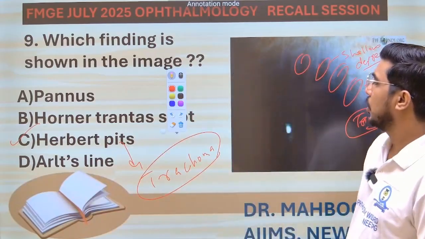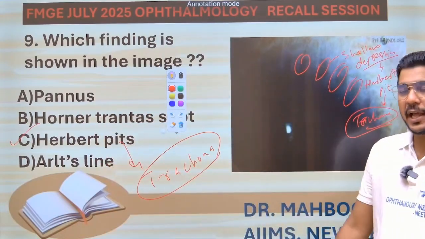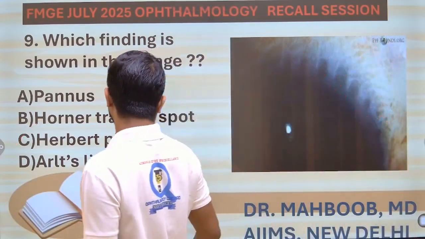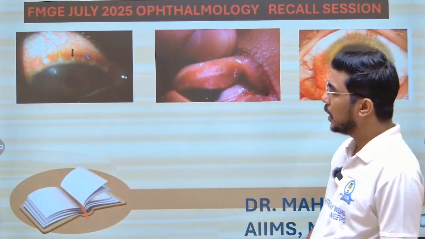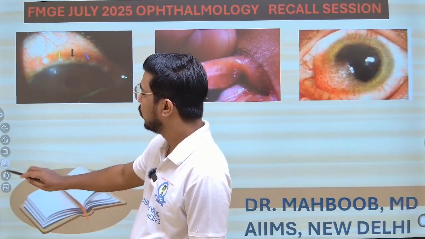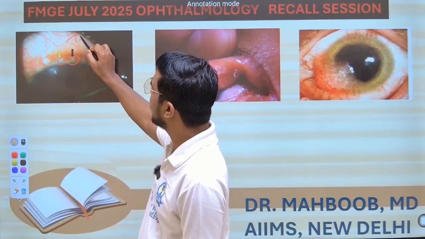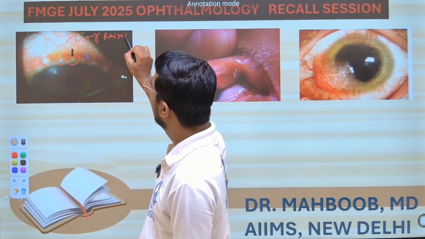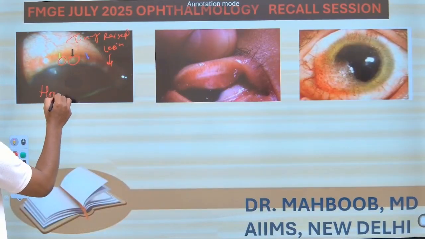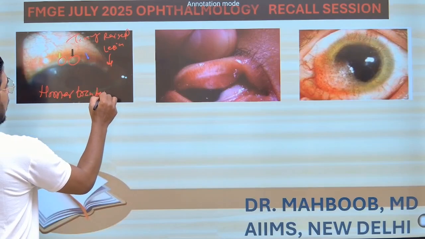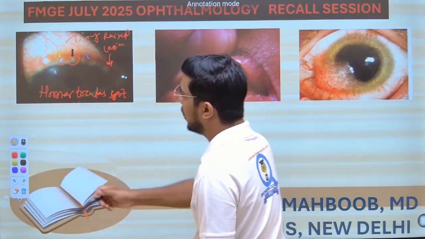Very good. Okay. Now, what about pannus? What about Horner-Trantas spots, and what are Arlt's lines? Let me show you all these things, because this is very important. Can you see the image? Here, there is a tiny raised lesion. Can you see this marking? These are tiny raised lesions. What is this called? This is nothing but Horner-Trantas spots.